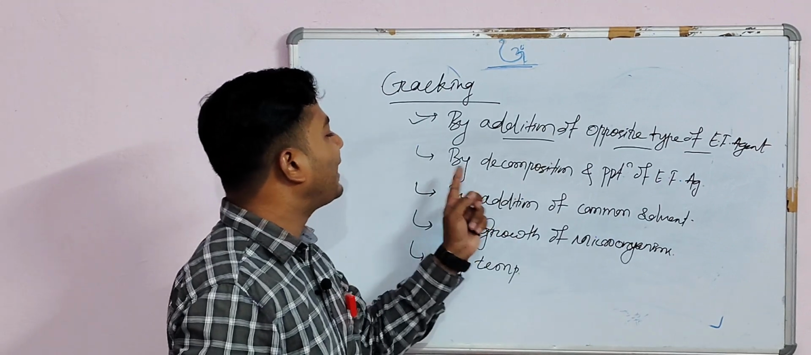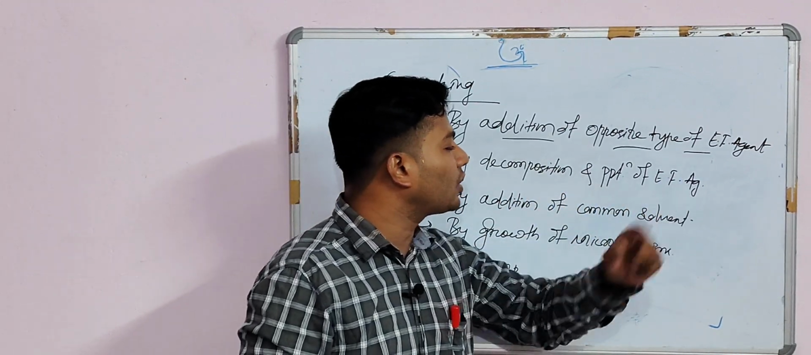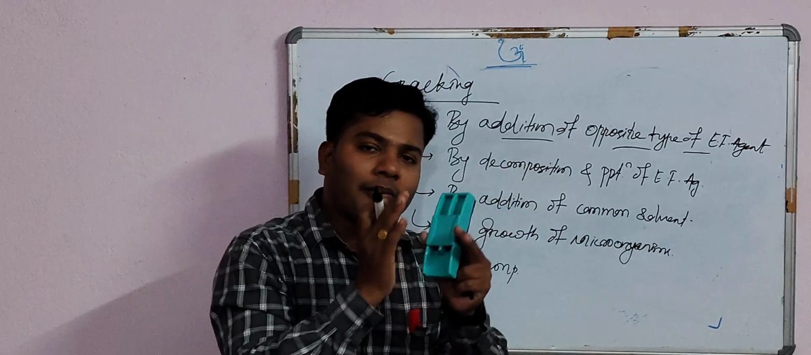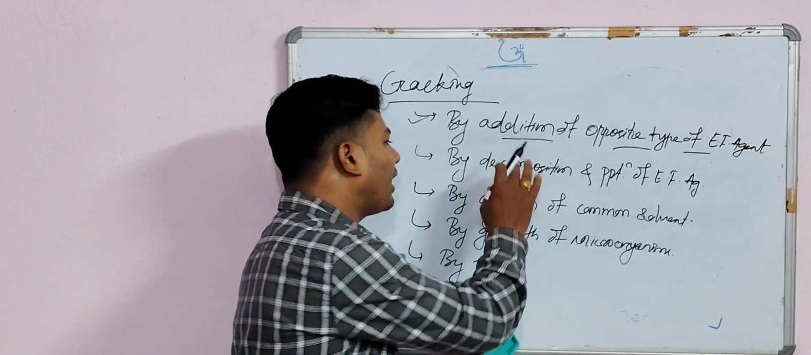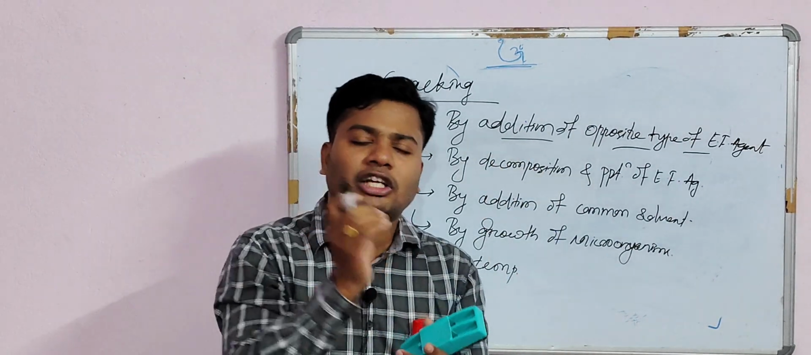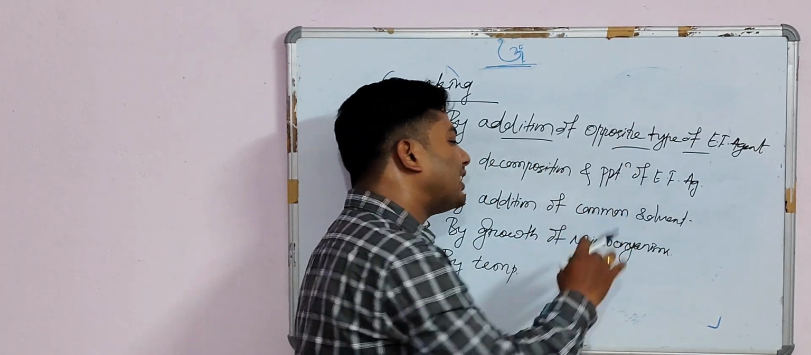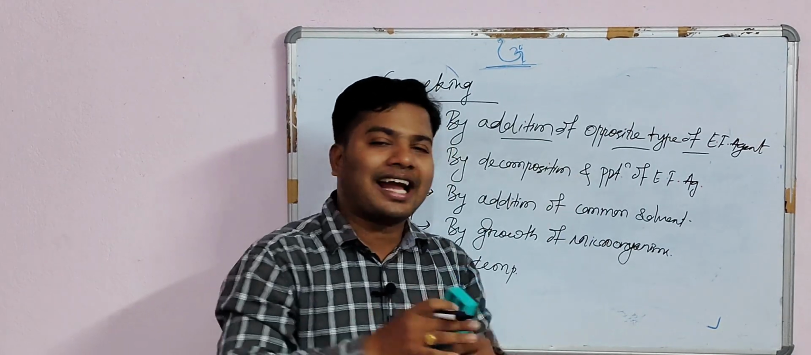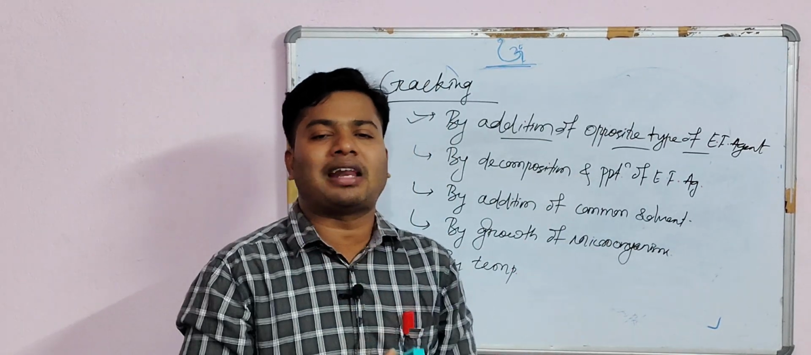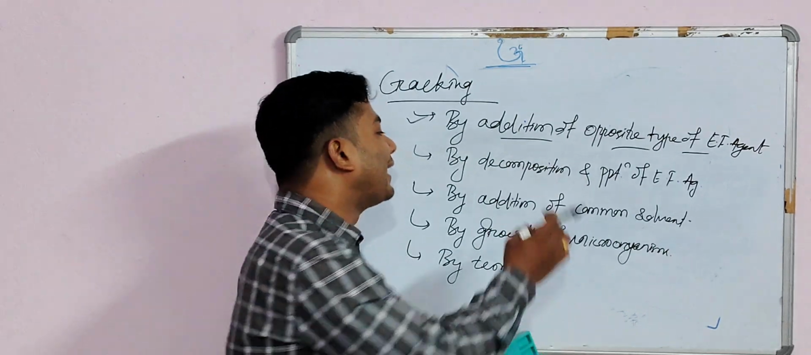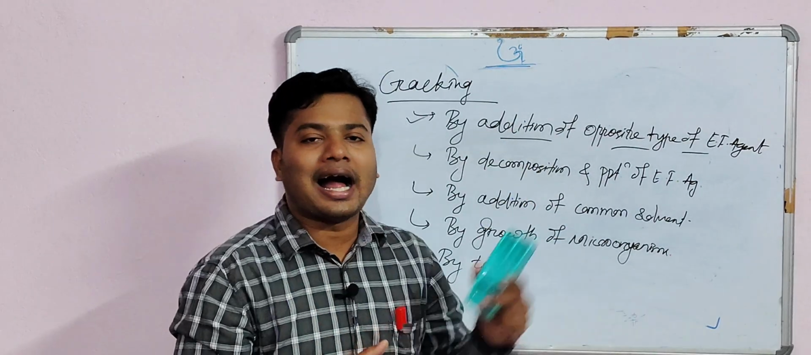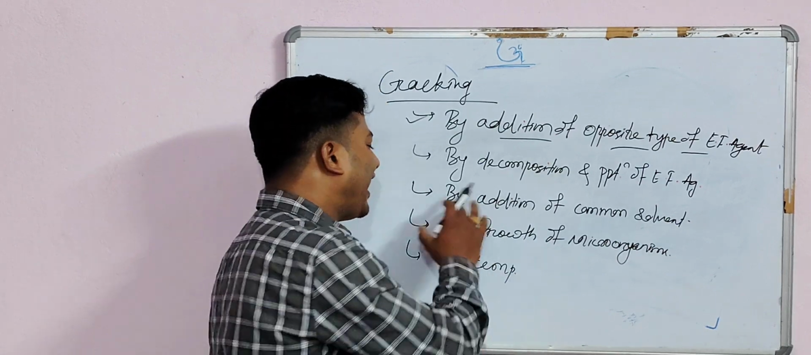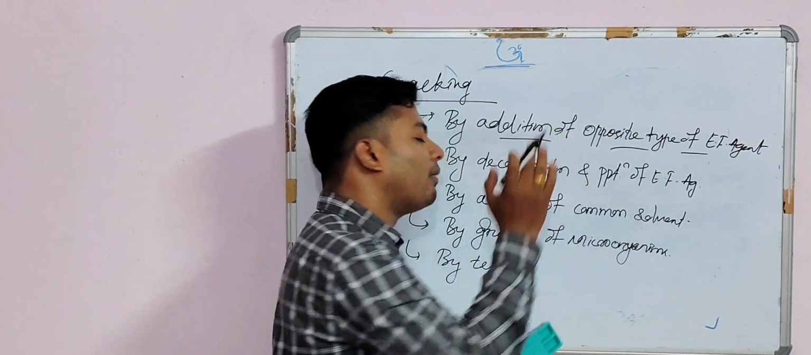The next one is decomposition and precipitation of emulsifying agent. So when the emulsifying agent is decomposed, or when the emulsifying agent precipitates, at that time the emulsifying agent definitely cannot work properly in the preparation of emulsion. That's why it leads to cracking, and you can say it is the instability of an emulsion. The next one is addition of common solvent.